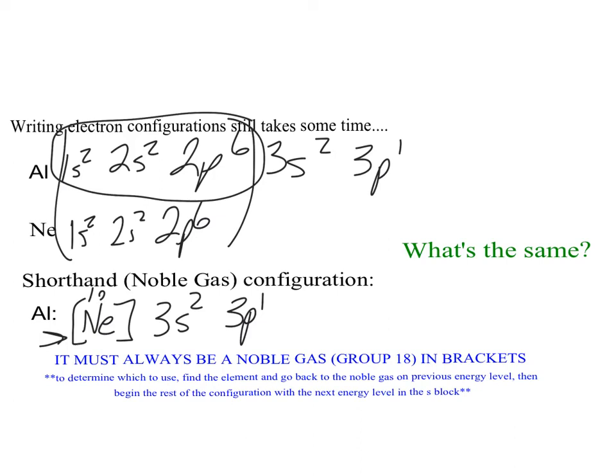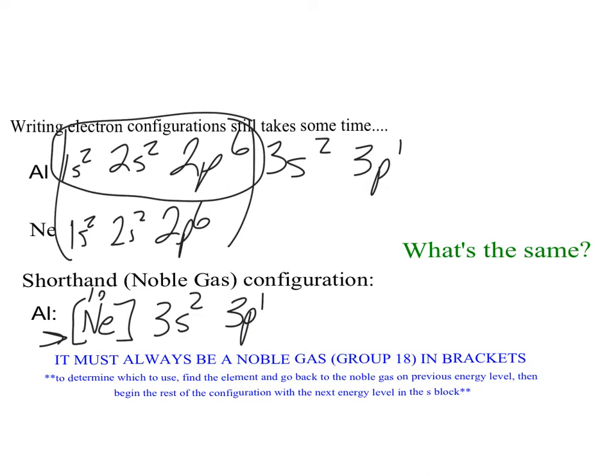You always have to use a noble gas. It always needs to be in brackets. And it always has to be one you have passed. Okay, so that's really, really important. You have to have passed it in order to use it.